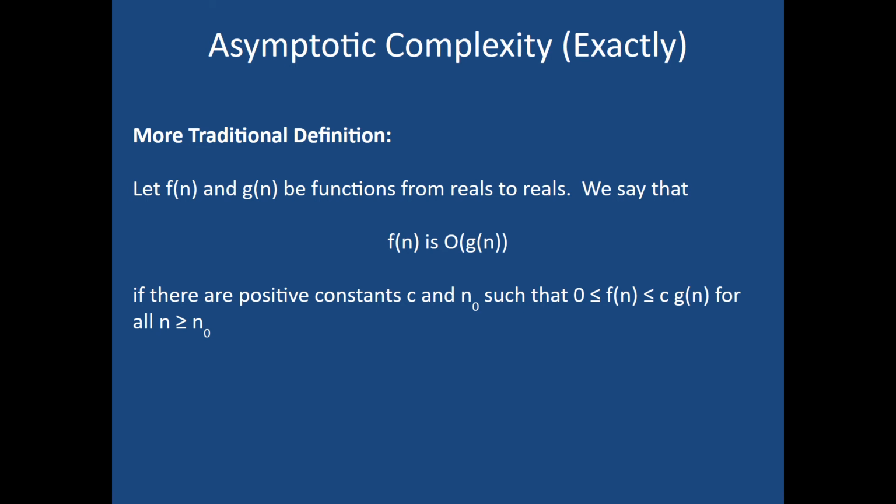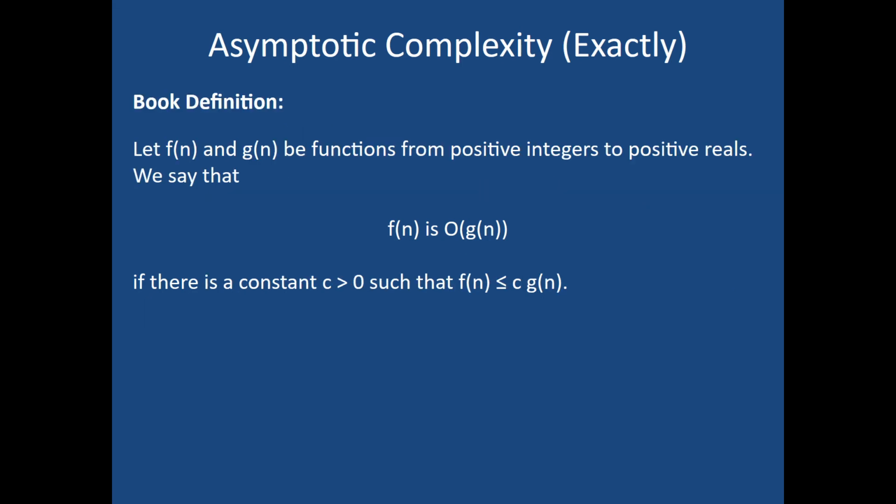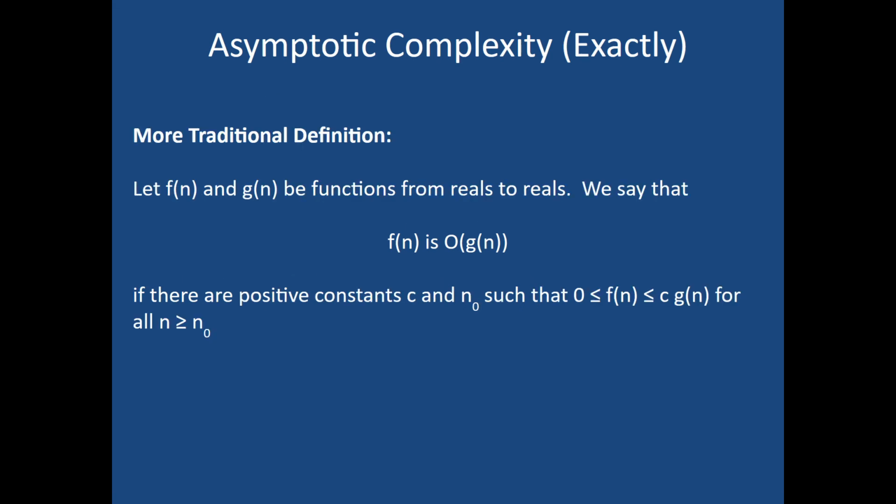So here we say let f of n and g of n be functions from reals to reals. So already we've got to change. The traditional definition says that f takes a real as input and returns a real as output. This is from positive integers to positive reals. And this says we say f of n is O of g of n if there are two constants such that that inequality holds. This definition looks more complicated, and is more complicated.